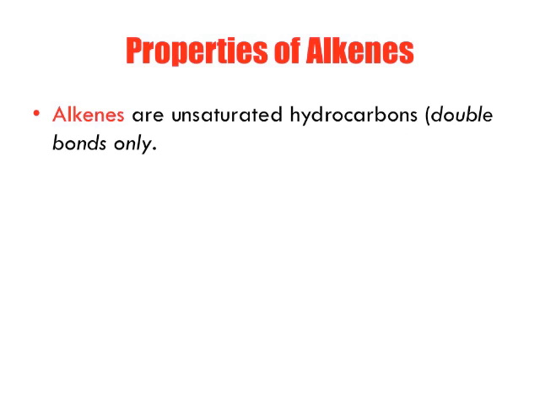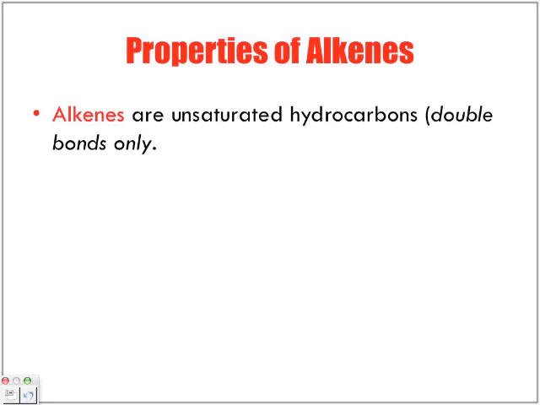Properties of alkenes. Alkenes are unsaturated hydrocarbons. They contain double bonds only. We looked at the alkanes in the last video, and all the carbons had single bonds between them. As we talked about in previous lessons, the unsaturated hydrocarbons contain double bonds, maybe even triple bonds, but the ones we're going to look at contain double bonds only. So alkenes, as opposed to the alkanes, contain double bonds only.